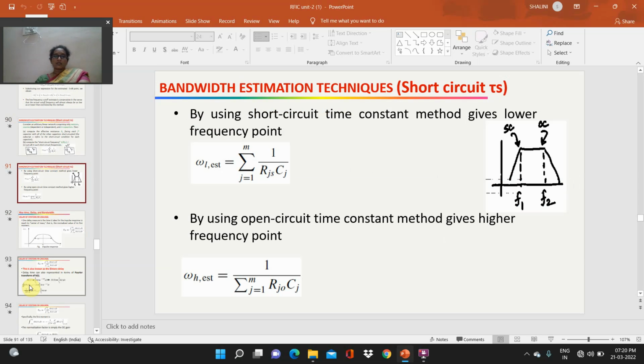By using the open circuit time constant method, we get the higher frequency point. Omega H comma est is equal to 1 by the sum for j equal to 1 to m of R_j0 into C_j.